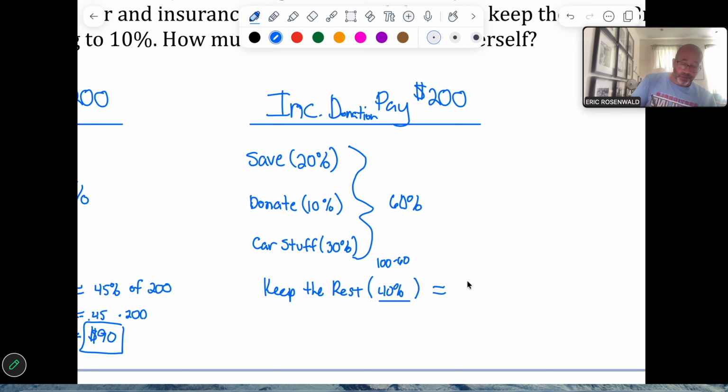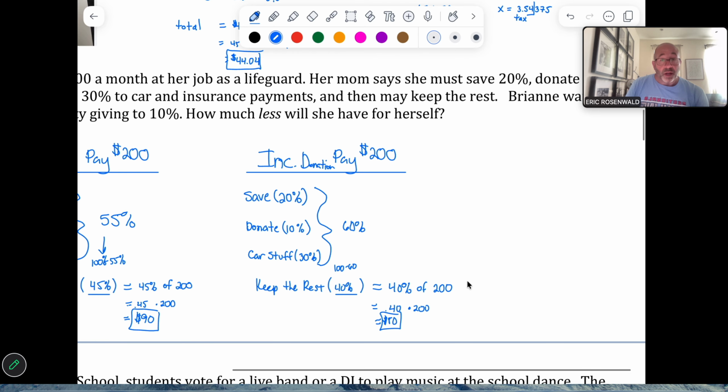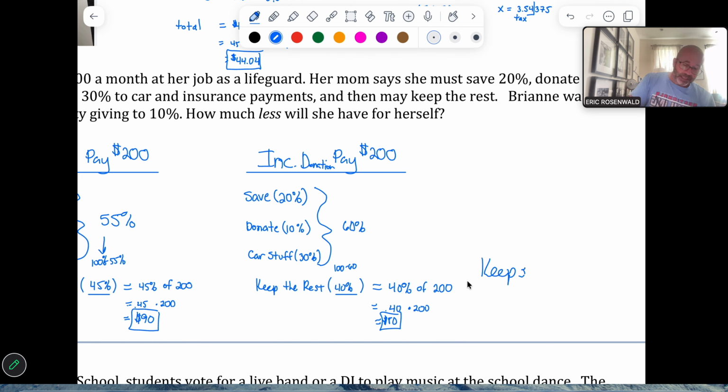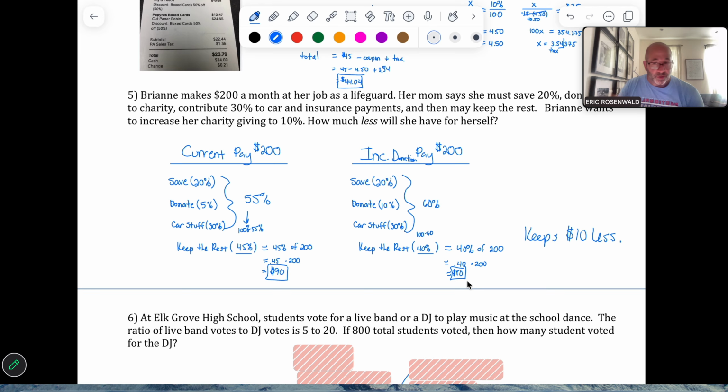So if we do 100 minus 60, she gets to keep 40%. So now we have to figure out, well, what's 40% of 200? And so she's going to keep 0.40 times 200. So she gets to keep $80. And so how much has changed? How much less does she get? Well, she was getting $90 to keep. Now she only gets to keep $80. She is getting to keep $10 less. There you go. All right, that's the easy way of doing it.